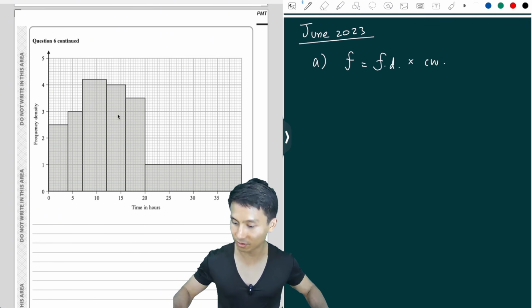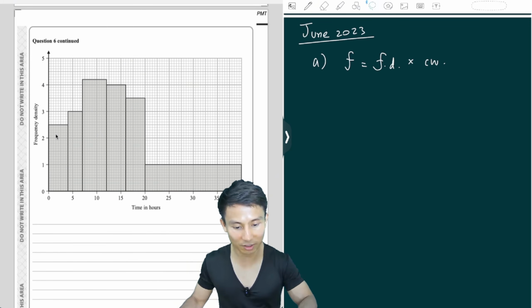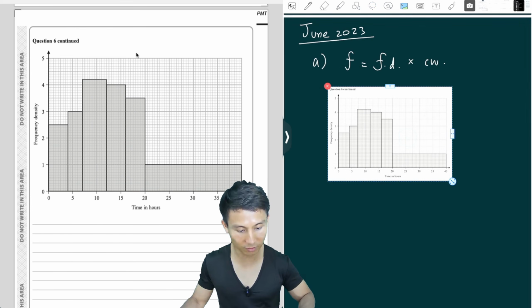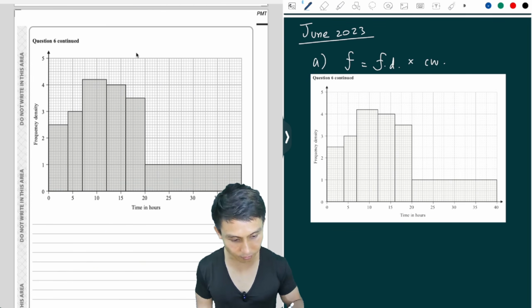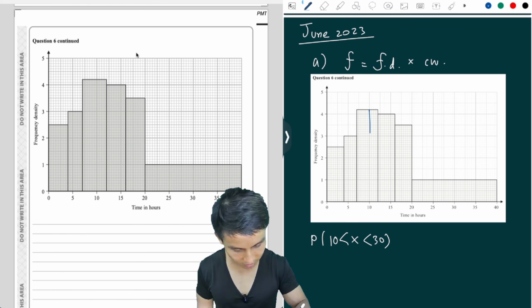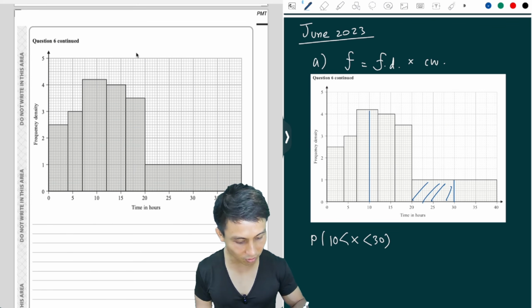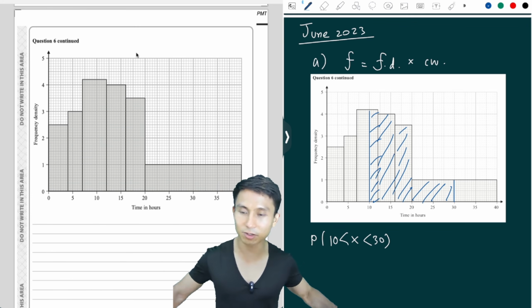And, for the sake of explaining here, let me just copy the diagram first. Yeah? And then I'm going to put it here in my screen. Here we go. Okay, right. So let's see. Well, we want the probability of x greater than 10 but less than 30. So let's mark something here. So 10 is here, right? And 30 is here. Basically, we want all the areas highlighted there.